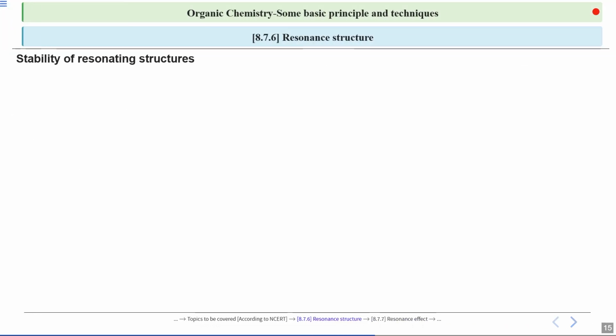Moving on to the next one. If rule number 1 is not applied, or it is equally applicable to both of them, then what will you do? You will move on to rule number 2. Suppose in these 2 structures, the number of bonds are equal. Now, how will you decide the stability?